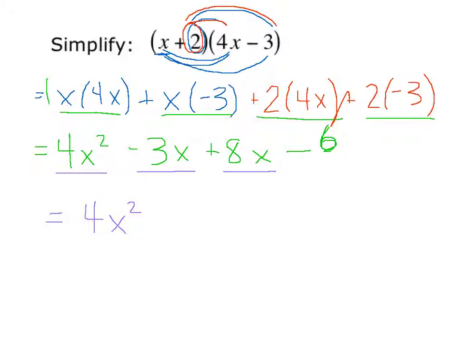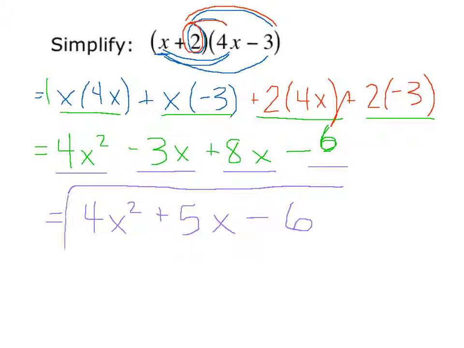So we combine the coefficients by adding them together. So we have negative 3x plus a positive 8x, and that gives us a positive 5x. And finally, our constant of negative 6. So our final answer should be 4x squared plus 5x minus 6.